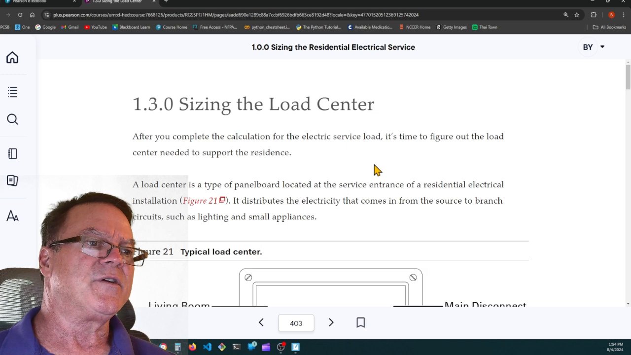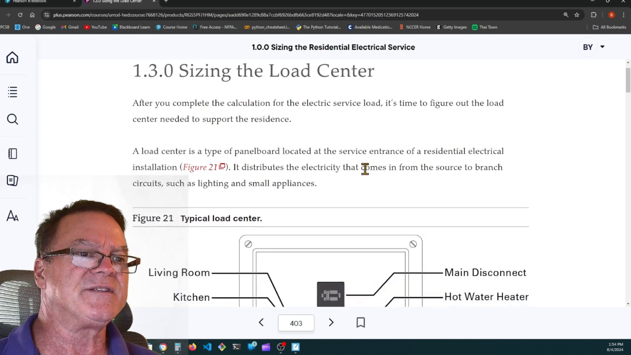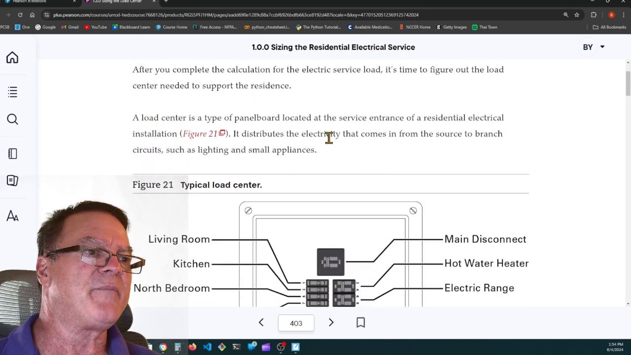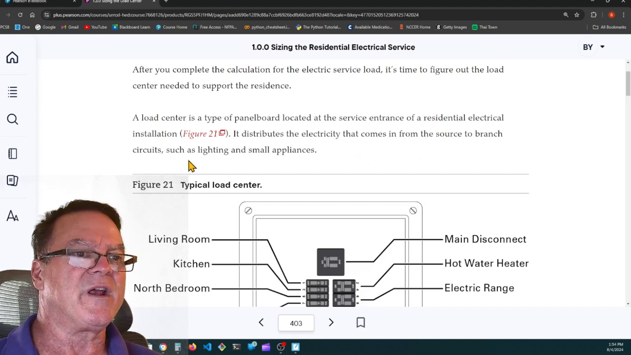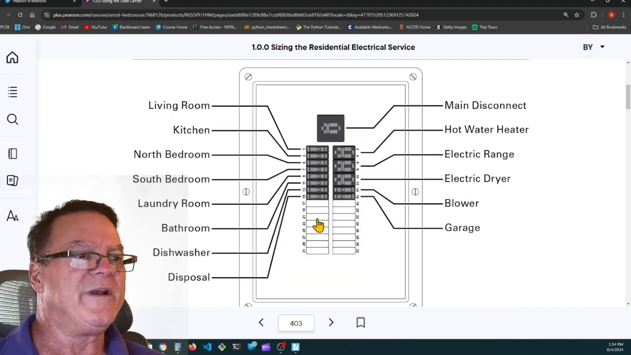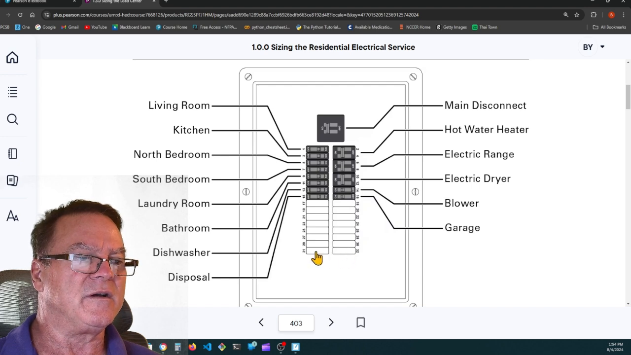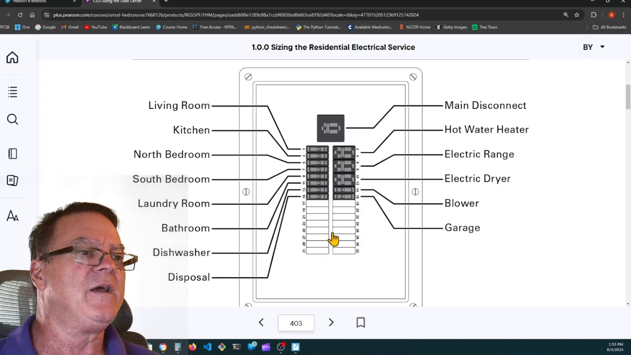Sizing the load center. After you complete the calculation for the electric service load, it's time to figure out the load center needed to support the residence. A load center is a type of panel board located at the service entrance of a residential electrical installation. It distributes the electricity that comes from the service, the source, to the branch circuits, such as lighting and small appliance. So what we need to do is figure out how many of these we need, and then get an adequate panel that has room for future expansion and also has a main disconnect large enough for what we need.